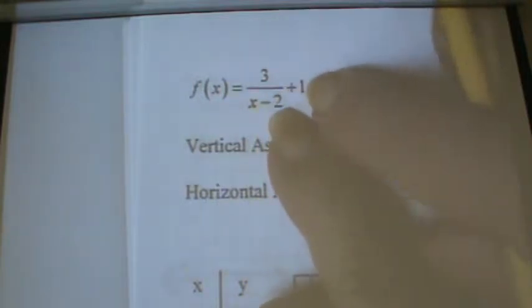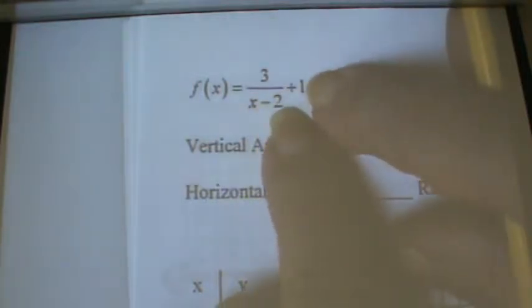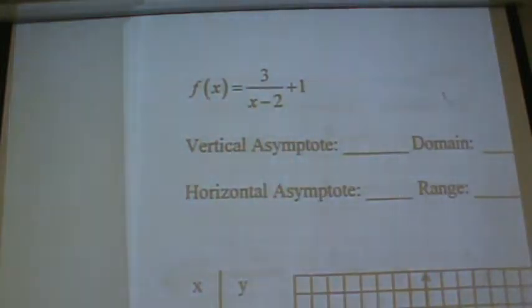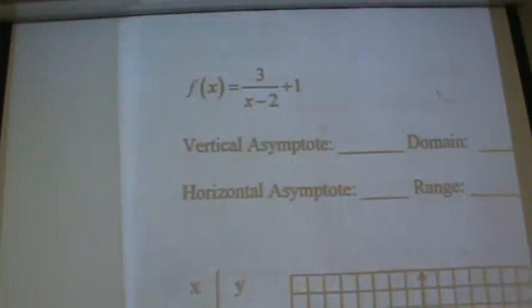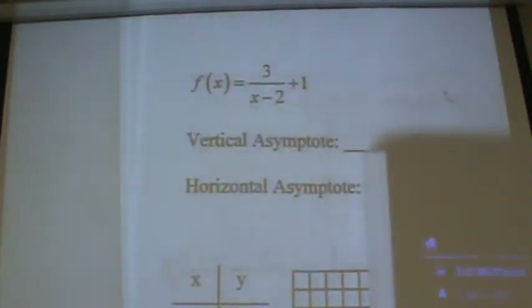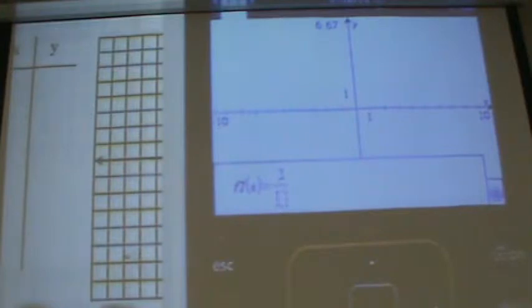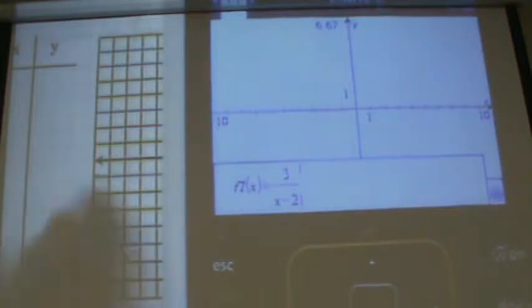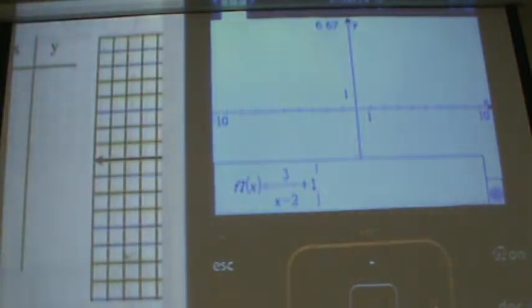So what these two numbers are going to do is change your graph. What do you think is going to happen? It's going to move your vertical and horizontal asymptotes. So I want you to type this in your calculator and tell me what you see. We're going to type in 3 over x minus 2, bump yourself out, and then plus 1. And hit graph.